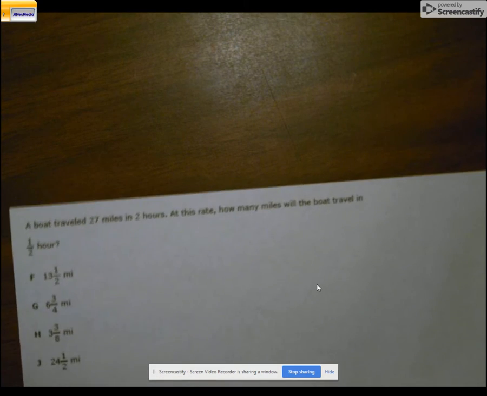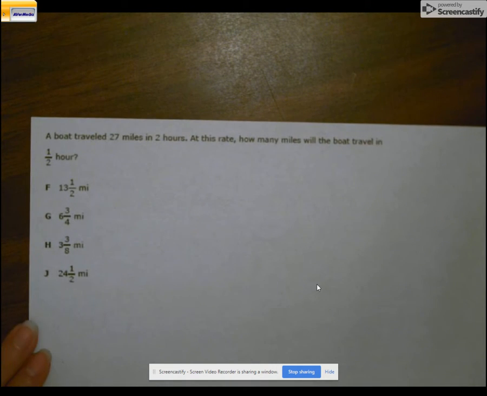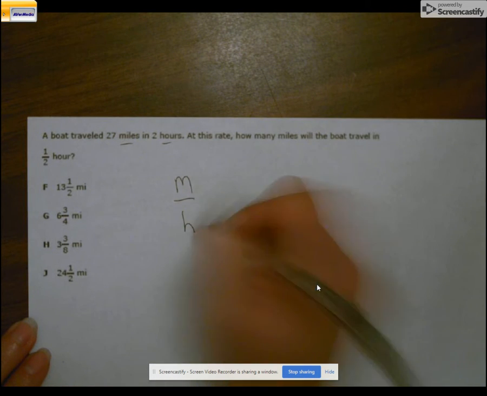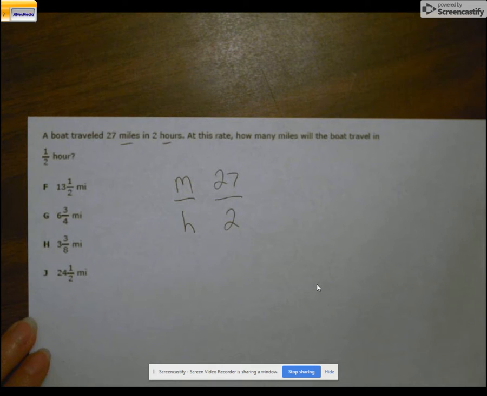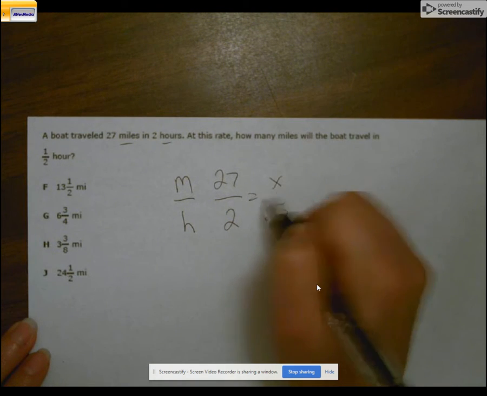So sometimes you'll notice you don't really even have to do math. You just kind of have to use your head. All right, looks like I'm dealing with miles per hour. 27 miles in 2 hours. How far will the boat travel in 1/2 hour? So I can just put that as 0.5. X on the top.